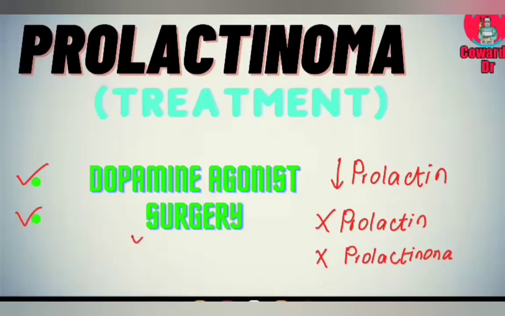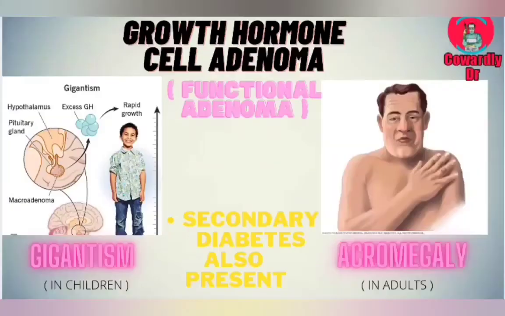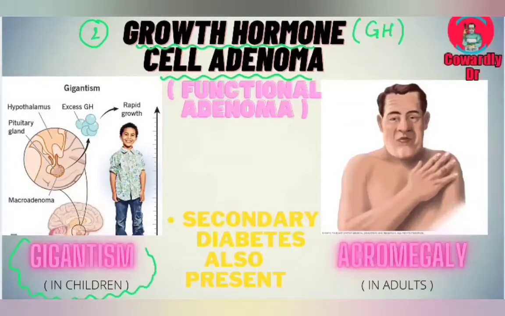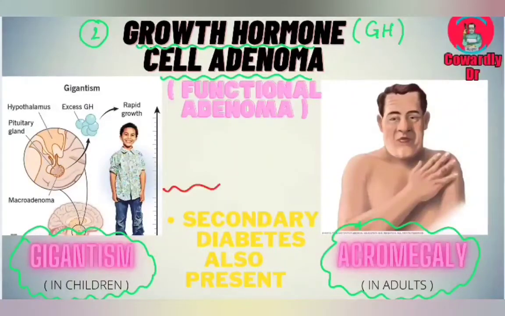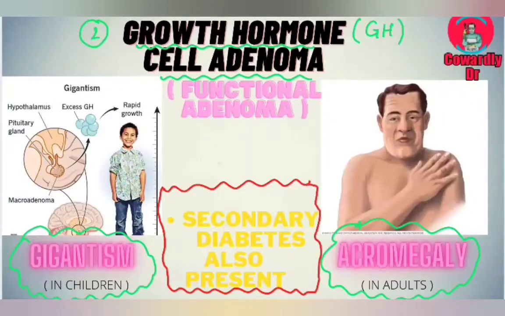Also, the surgery can be used for the treatment of the prolactinoma. Now we will discuss the second most common functional adenoma, which is the growth hormone cell adenoma. This growth hormone cell adenoma will cause gigantism in children as well as acromegaly in adults. An important high yield point is that the secondary diabetes is also present in growth hormone cell adenoma. This is an important high yield point.